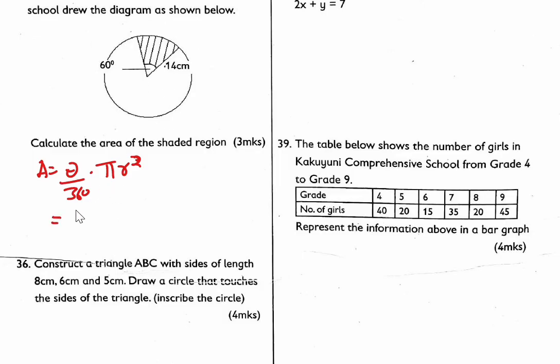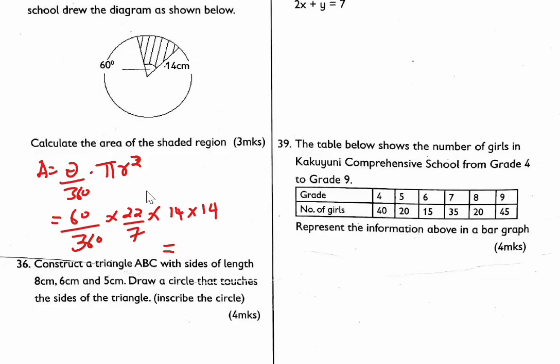So it will be 60 over 360 multiplied by pi. Pi is 22 over 7. Multiplied by the radius. So radius is 14 squared, or you can say 14 times 14. So you multiply this one accurately. The answer is 60 over 360 times 22 over 7 times 14 times 14.